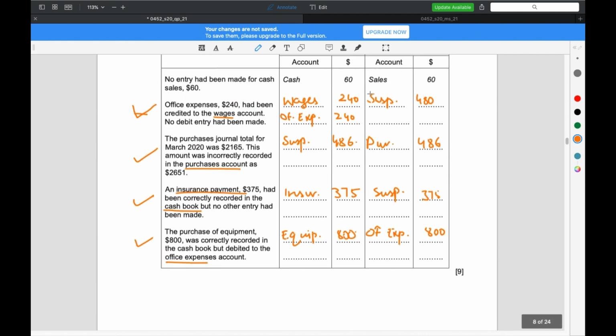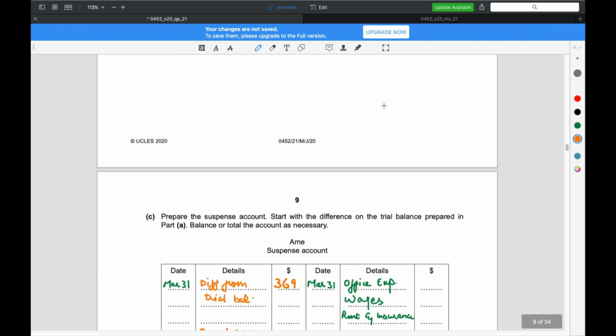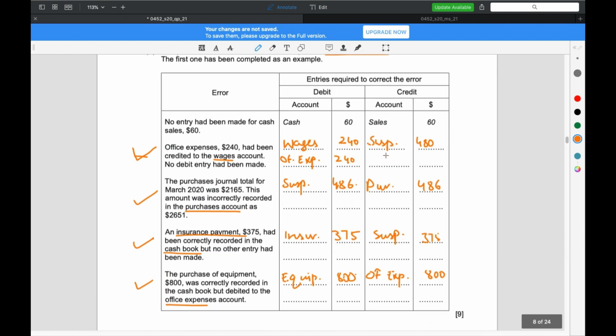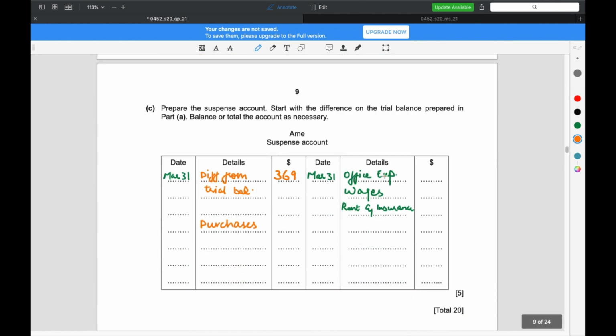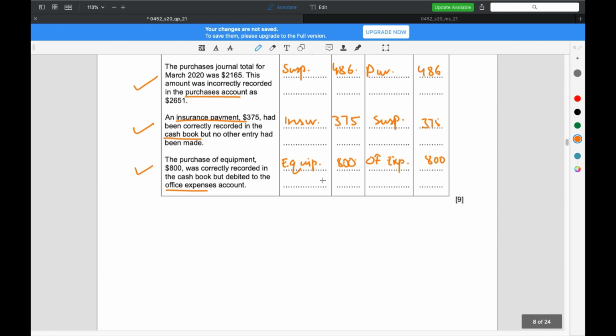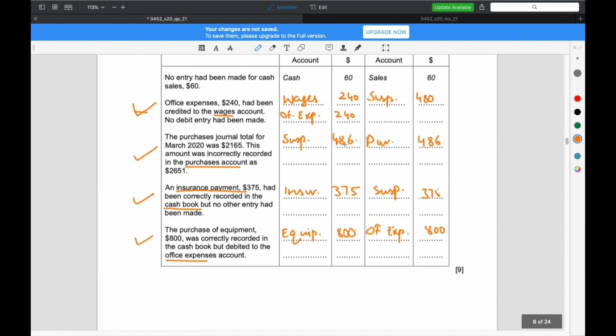And then we have made the suspense account transactions over here, so you have to copy them here. The suspense account is actually getting credited here, so on the credit side, for the amounts credited against the wages and the office expenses accounts. So we'll write them here. Office expenses and wages here were 240 each, so that is going to be 240. And then let's see what else we have here. The second entry we had was credit the purchases account.